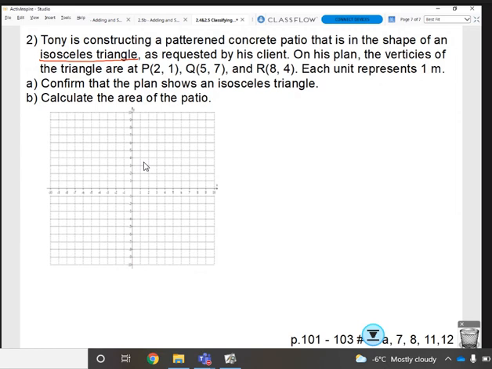So, confirm that the plan shows an isosceles triangle. Let's graph this thing. (2, 1) is P. (5, 7) is Q. (8, 4) is R. Wow. Can someone put a mental note on Mystery Acquisition to get a new graph for this slide if we're only in quadrant 1 here? Quadrant 1.